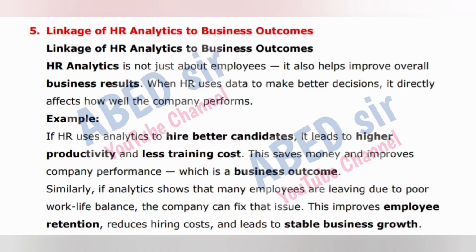Example. If HR uses analytics to hire better candidates, it leads to higher productivity and less training cost. This saves money and improves company performance, which is a business outcome. Similarly, if analytics shows that many employees are leaving due to poor work-life balance, the company can fix that issue.